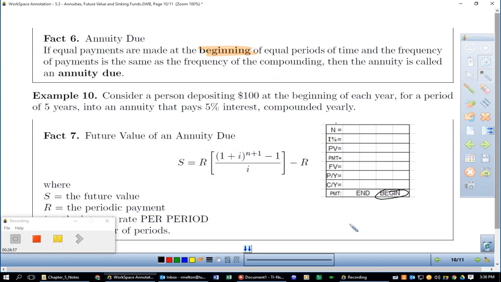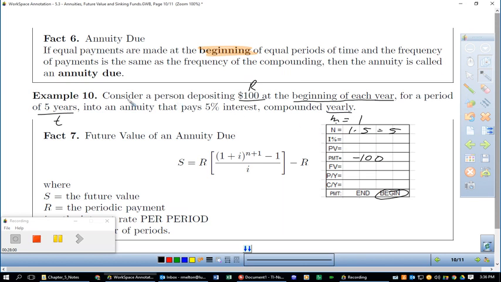So I'm going to go ahead and fill in the TVM. We have a person who deposits $100 at the beginning of each year. That's our deposit, our payment, so payment is negative 100. For a period of 5 years, so time is 5, and it's compounded yearly, so m equals 1. So N is 1 times 5, or just 5.